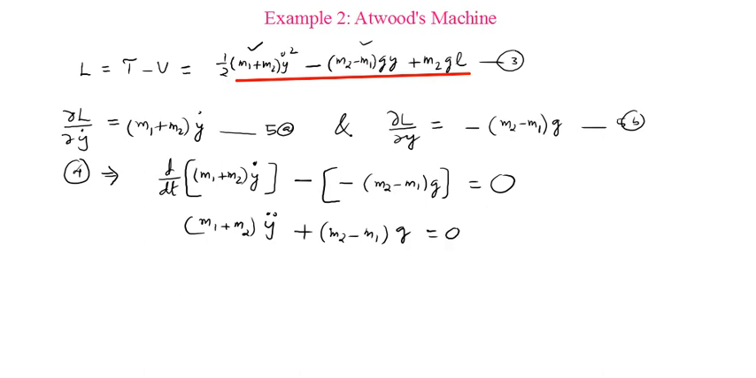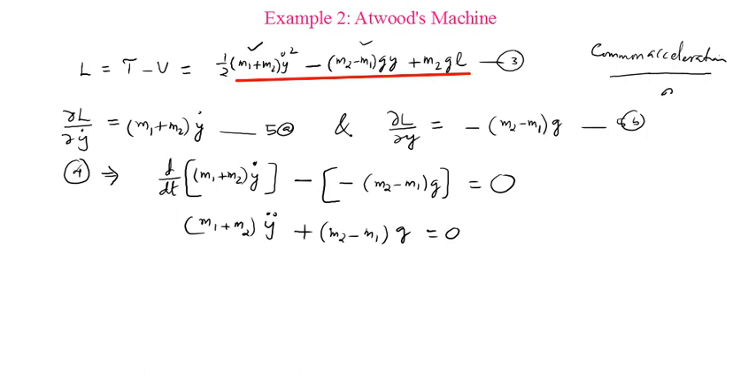So now what's your aim? What is our aim of doing this Atwood machine problem? To find out the common acceleration of the masses. I'm calling it common acceleration because both the masses will be moving with the same magnitude of acceleration. One will be accelerating downwards, the other will be accelerating upwards, with the common acceleration a. And what will be a?